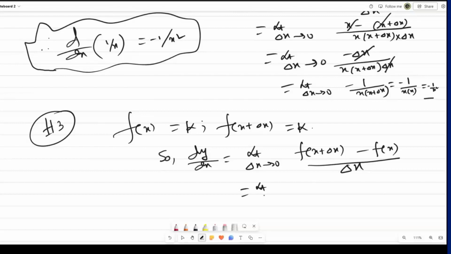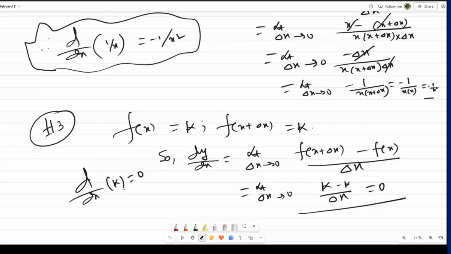So what is it going to be? This is 0. This has become 0. So the derivative of a constant function is equal to 0. You have nothing to do. Derivative of constant is 0. Okay? Yes. It's not a maths class. This is physics class.